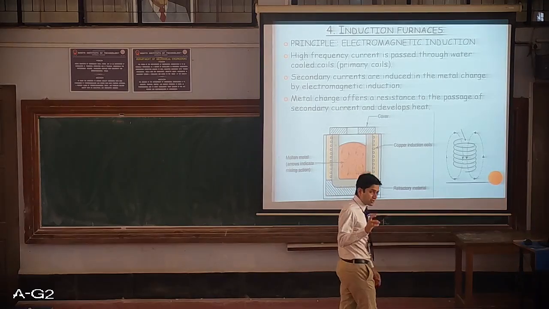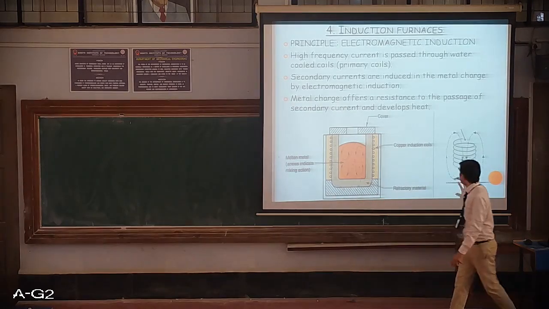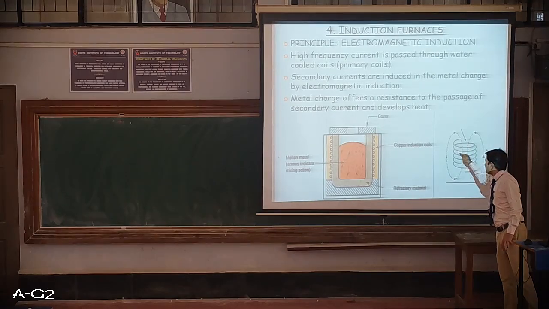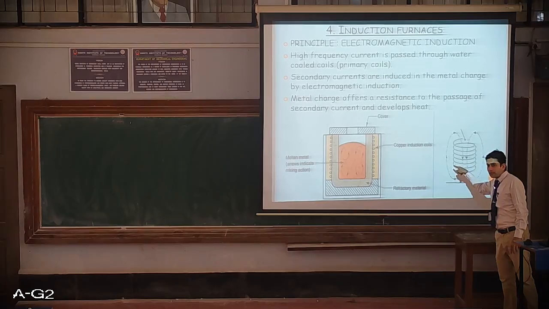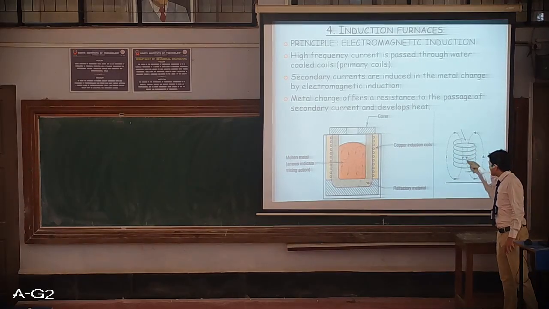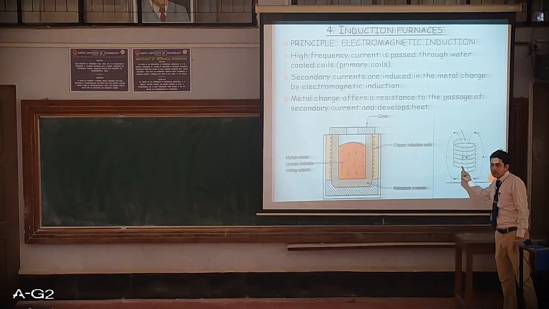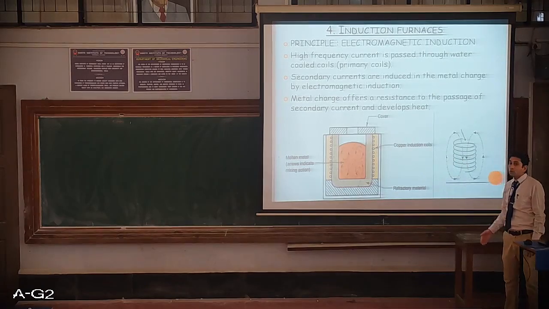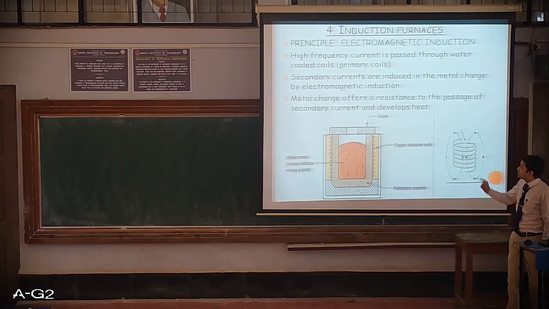To demonstrate that principle, I have put this over here. Suppose there is a coil like this, and if you pass electricity through it, that electricity is called the primary current, and it results in the development of a secondary current like this, which is perpendicular to the motion of the primary current. This principle is being used over here to melt the metal.